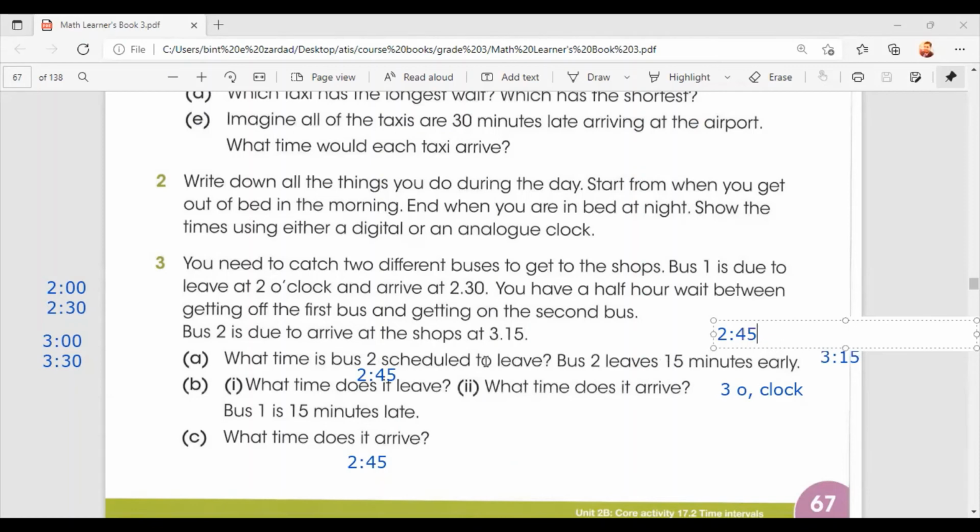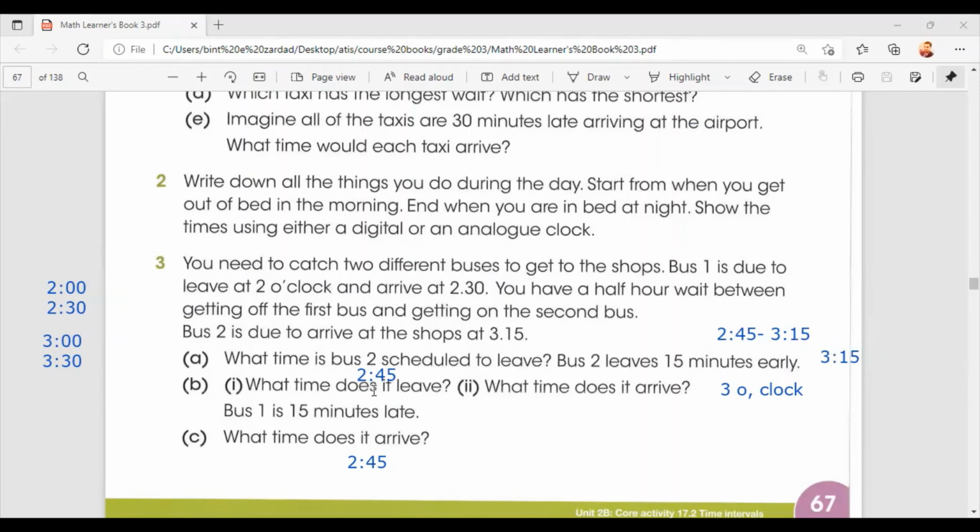Bus 1 arrives at 2:30, and the second bus leaves 15 minutes earlier. The time is 3 o'clock, but 15 minutes earlier it's 2:45. From 2:45 to 3:15. So you can say the second bus leaves at 2:45, 15 minutes earlier than 3 o'clock.